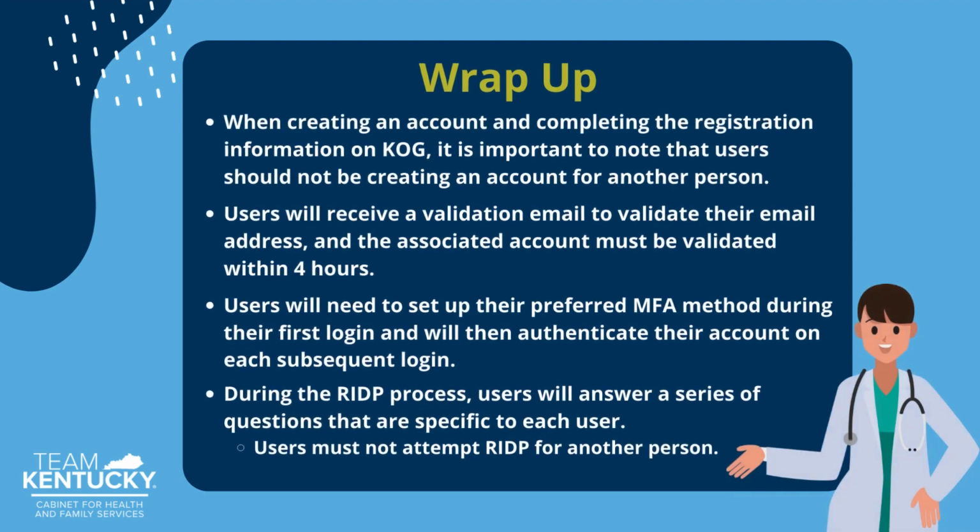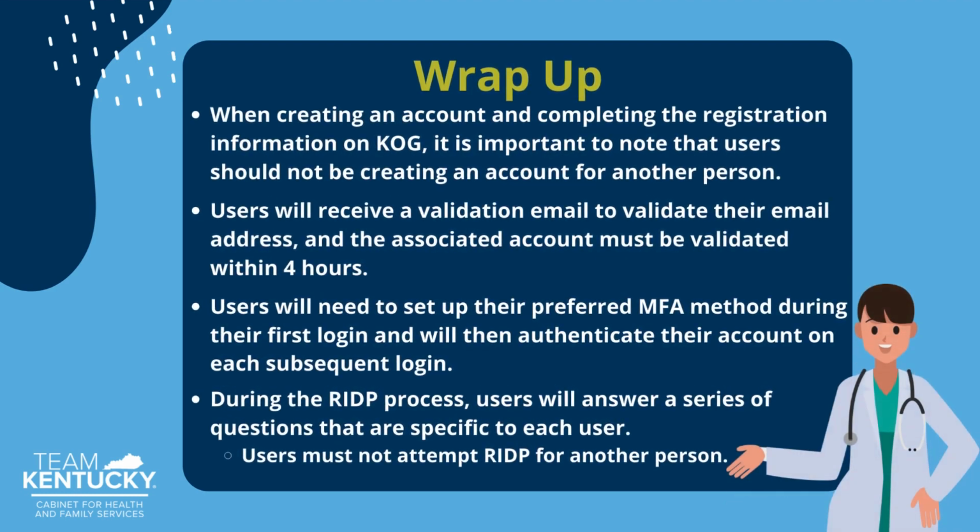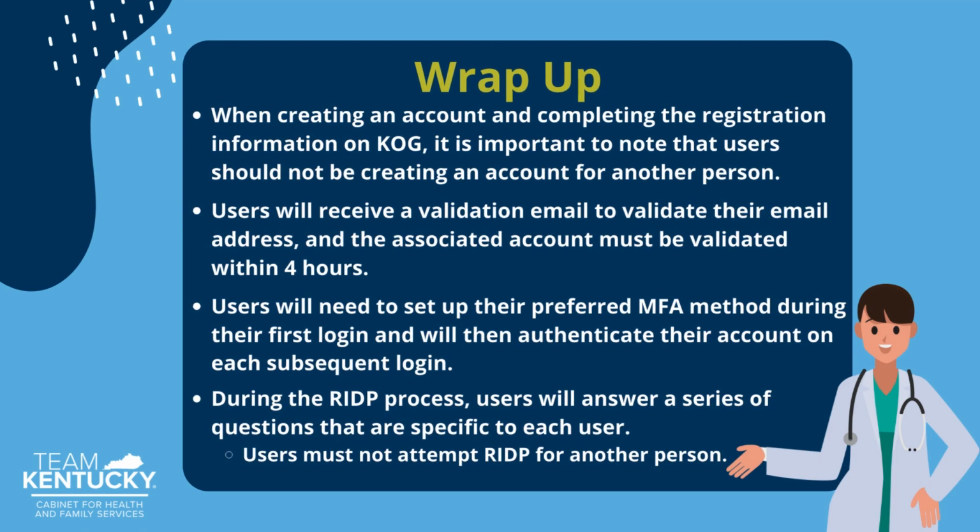To review, please note the following key points. When creating an account and completing the registration information on COG, it is important to note that users should not be creating an account for another person. When creating a Partner Portal account, users are required to validate their email address. Users will receive a validation email, and the associated account must be validated within 4 hours. Once users create a Partner Portal account, they will need to set up their preferred MFA method during their first login and will then authenticate their account on each subsequent login.